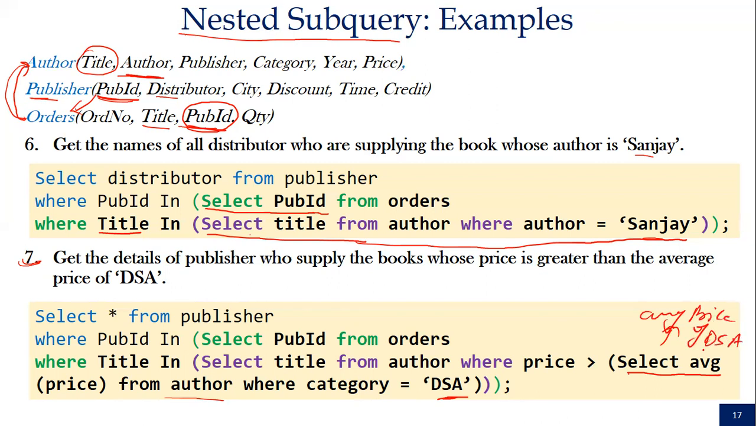Now another thing you have to identify is the publisher. Same thing: you have to follow title, then pub id, and based on that pub id you have to show the details of publisher. So select asterisk from publisher where pub id in this pub id from orders where title in, then we are fetching the title whose price is greater than the average price of DSA.